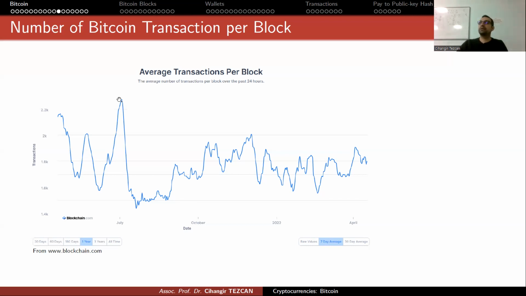Think about Mastercard or Visa cards. On a special day, like Black Friday or something, a store actually does that many transactions in a few minutes, right? Think about the whole world in that sense.